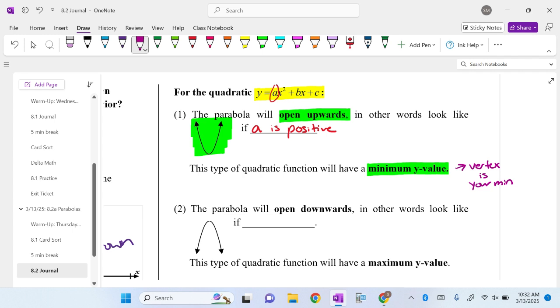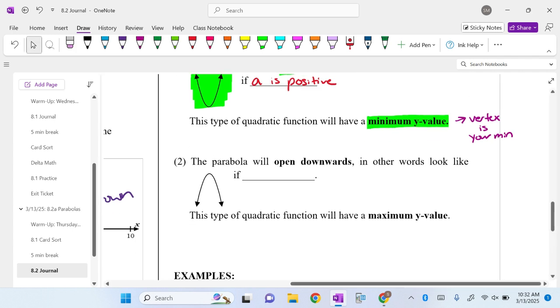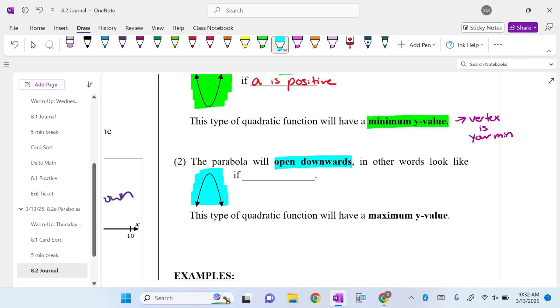On the opposite side of that, the parabola will always open downwards, or in other words, look like that upside down U, if your a value is negative. So that number in front of the x squared is negative, which means that we would have a maximum y value. Or in other words, your vertex is your max.